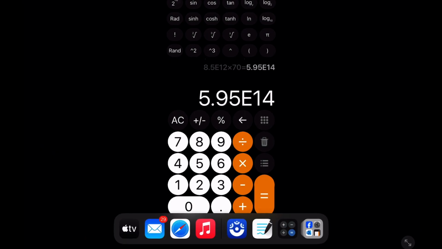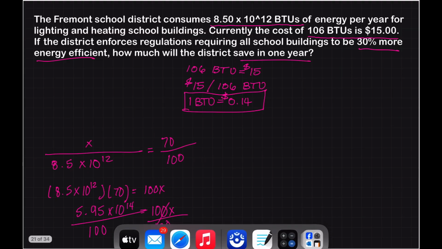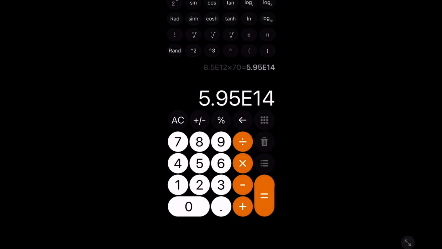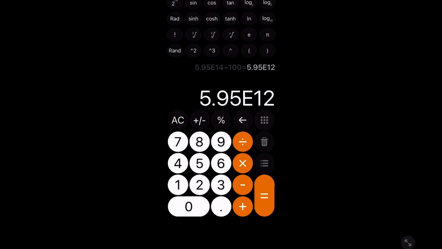We had 5.95 times 10 to the 14. So we'll do 5.95 times 10 to the 14 equals 100x. And we're going to divide that by 100 on both sides. And then we'll have x equals, I'm going to go back here to my calculator, divide by 100, and it's going to give me 5.95 times 10 to the 12. Okay?